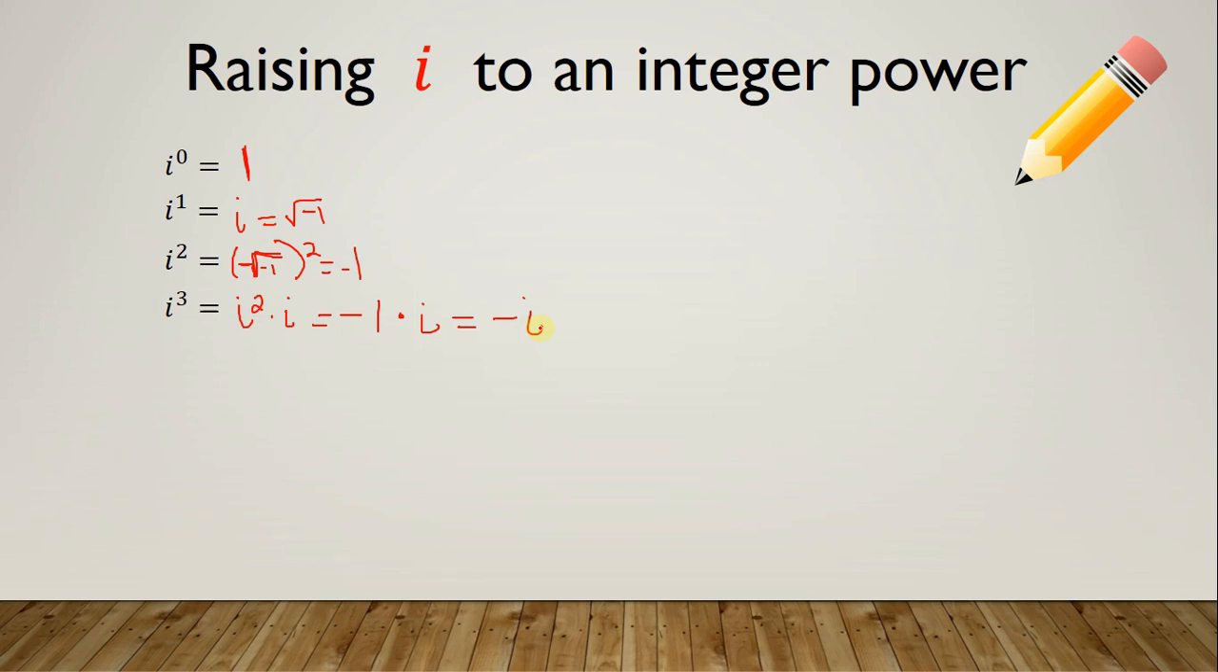Really? Simplified? i to the 4th, well, that's 2 i squareds multiplied by each other, right?